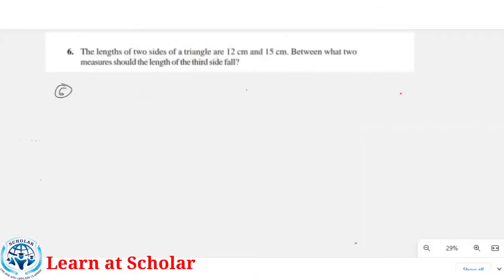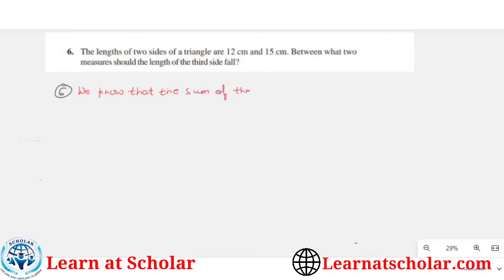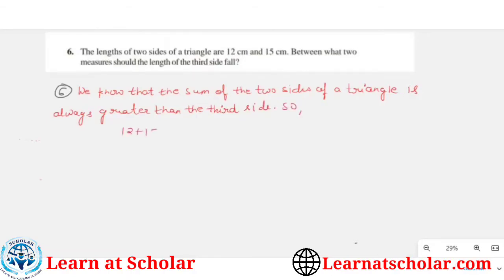Now move to question number 6. The lengths of two sides of a triangle are 12 centimeter and 15 centimeter. Between what two measures should the length of the third side fall? As I already told you, you will add up two sides and subtract two sides. The measurement of the third side will fall between the sum and the difference of the two sides. Adding 12 and 15, we will get 27 centimeter. So the third side must be less than 27 centimeter.